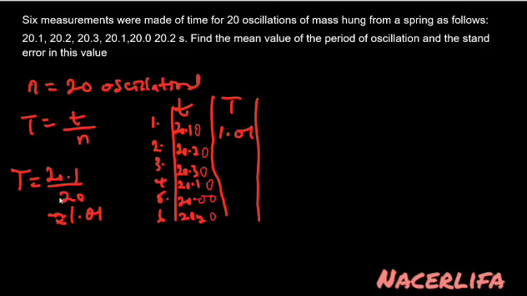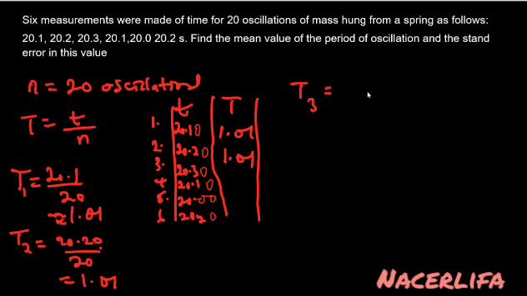So going further, for the first one, we have T1. For the second one, we have 20.20 upon 20, the number of oscillations. So 20.20 divided by 20, we have 1.01. Doing the same again, T3 will be 20.30 upon 20. We have 20.30 divided by 20, which is approximately 1.02.